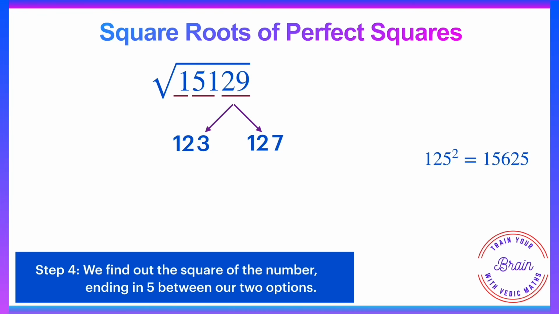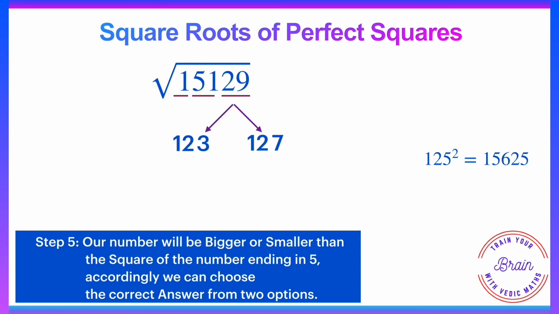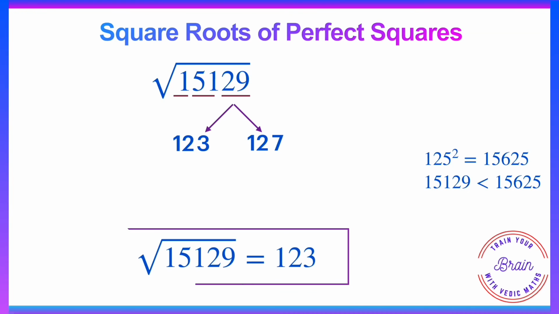Now we find out the square of the number ending in 5 between 123 and 127. Square of 125 is 15,625. 15,129 is less than 15,625. So the square root will be less than 125. So the answer is 123. Then the square root of 15,129 is 123.